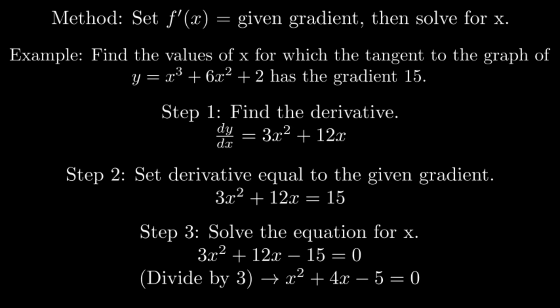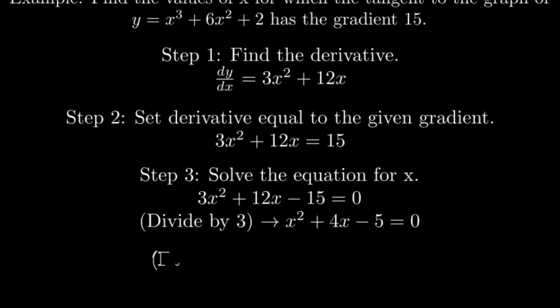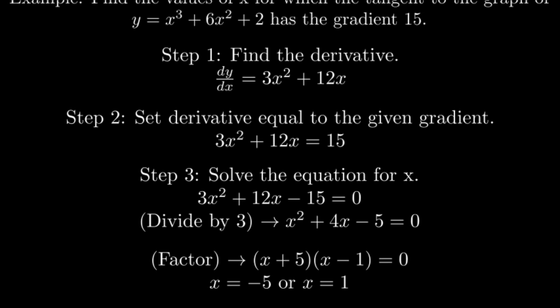First, I'll move the 15 over to the left side. I can see that all the terms are divisible by 3, so I'll divide the entire equation by 3 to simplify it. This gives x squared plus 4x minus 5 equals 0. This quadratic factors nicely into (x plus 5)(x minus 1) equals 0. This gives us two solutions, x equals -5 or x equals 1. So there are 2 points on this curve where the tangent has a gradient of 15. Let's look at a slightly more complex version of this idea.